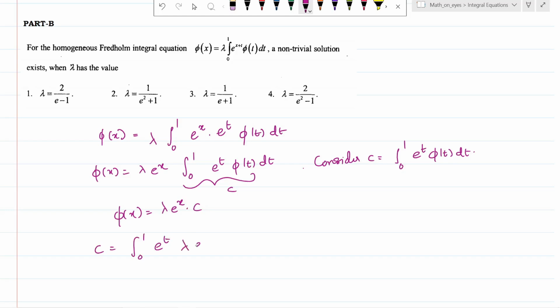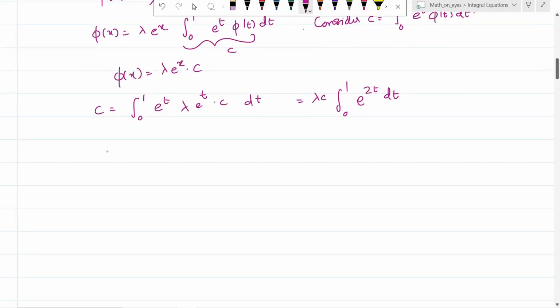We will have lambda e to the power t into c, because phi of x is equal to lambda e to the power x into c means phi of t would be lambda e to the power t into c. It's a function of t, right? So this into dt. We can take out lambda and c, taken outside the integral from 0 to 1, and inside the integral we have e to the power 2t into dt. Now c is equal to lambda c times the integral from 0 to 1 of e power 2t into dt. C cancels, we get 1 is equal to lambda.